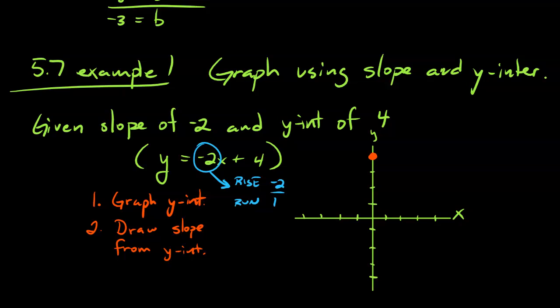So from this point, I'm going to go down 2, because that's rise, and I'm going to go to the right 1, because a positive would mean to the right, negative to the left. Positive would mean up, negative would mean down. So I'm going to go down 2, to the right 1, and that's my second point. And then I can make my straight line from that. So that would be how to graph using slope and intercept.